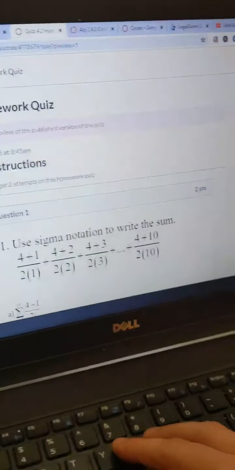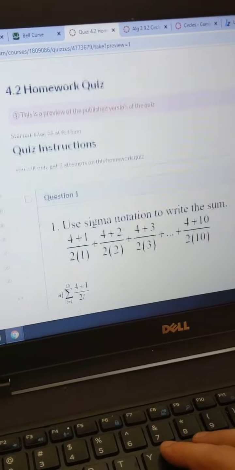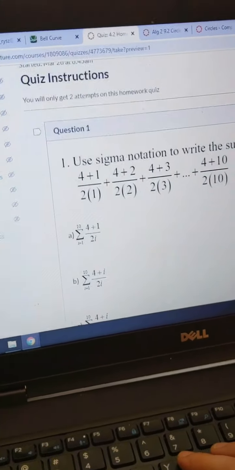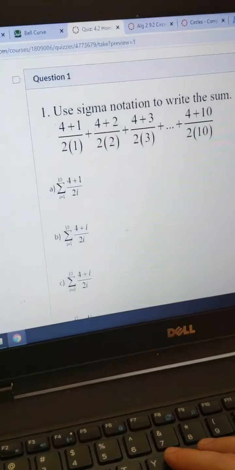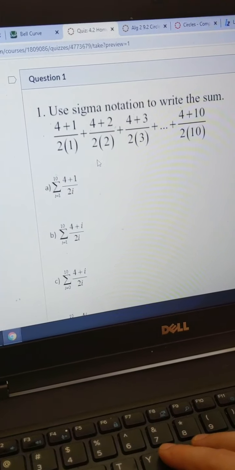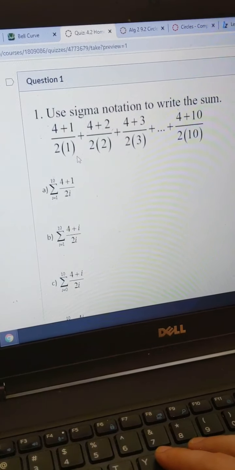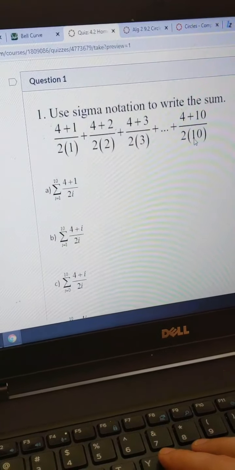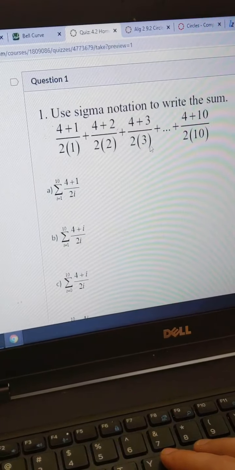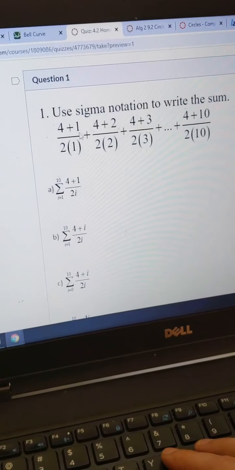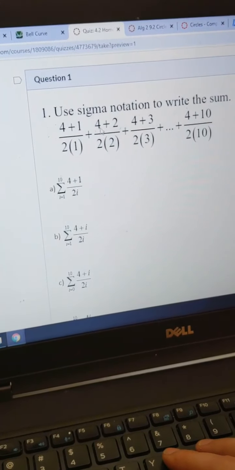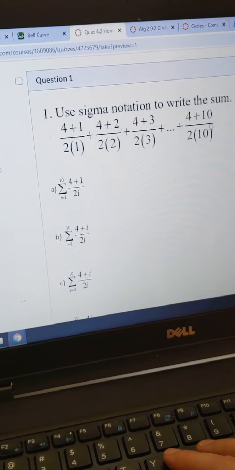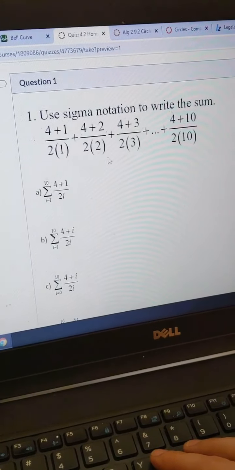Okay, so first question here. We need to change this to sigma notation. The key is to look at what things changed between each term. So if you look at the bottom, the number next to the 2 is the one that's changing at a constant rate, 1, 2, 3, all the way up to 10. And also the number next to the 4 changes, 1, 2, 3, and then all the way up to 10. So those things that are changing should be i's.